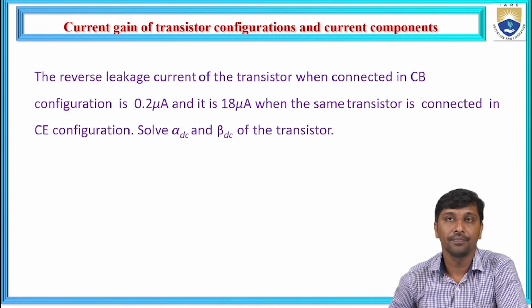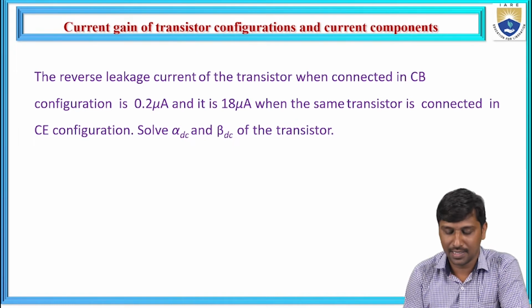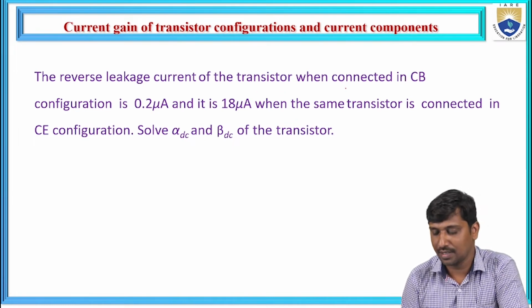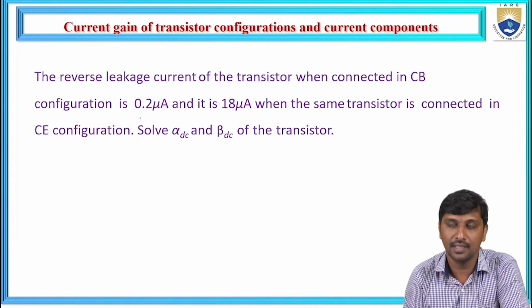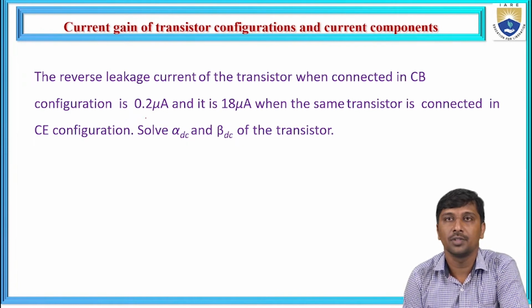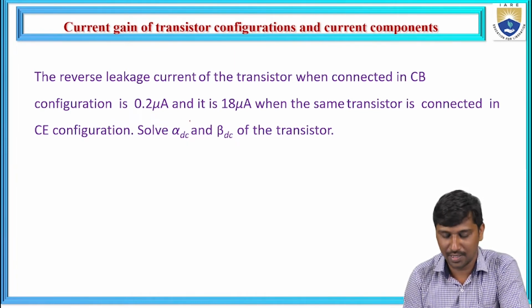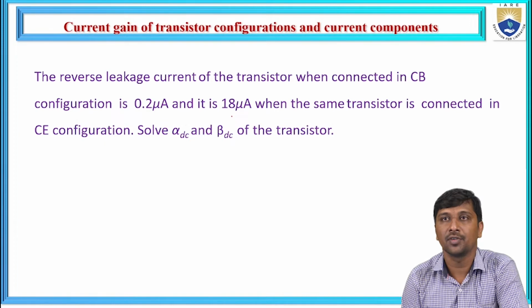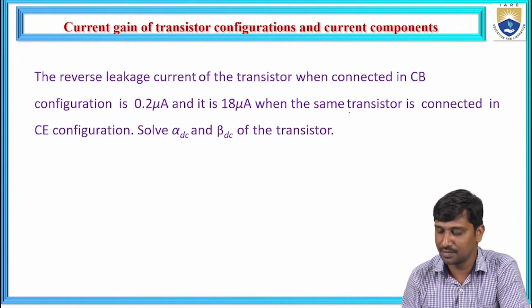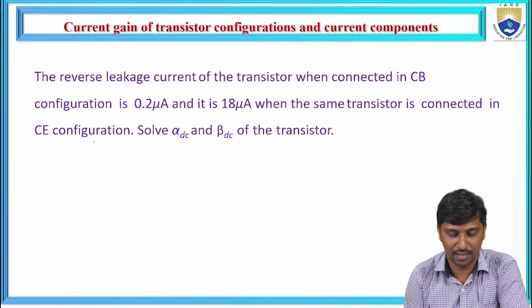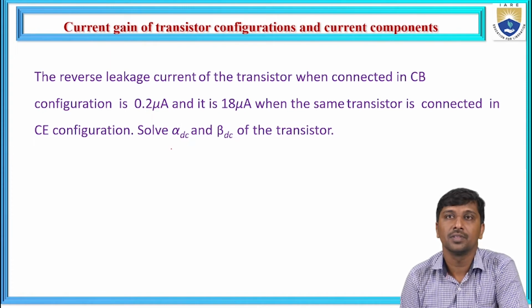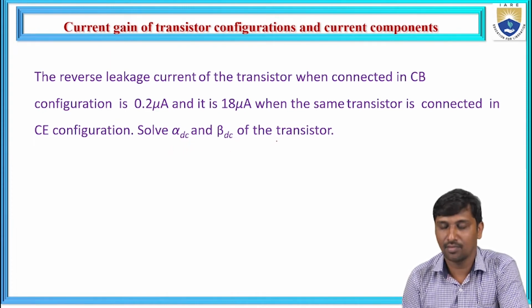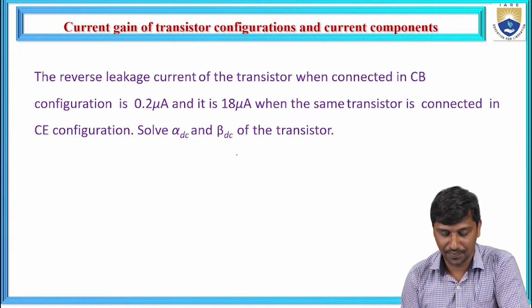Next one is: the reverse leakage current of the transistor when connected in CB configuration is 0.2 microamperes, and it is 18 microamperes when the same transistor is connected in common emitter configuration. Solve alpha and beta, the DC current gains of the transistor.